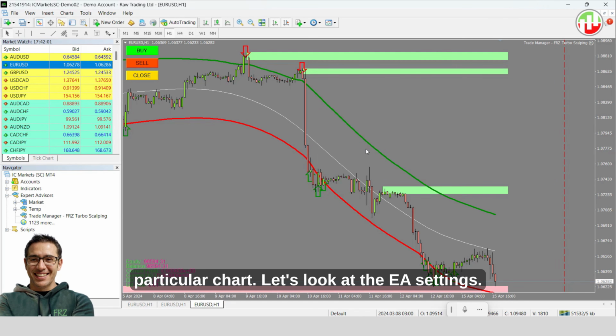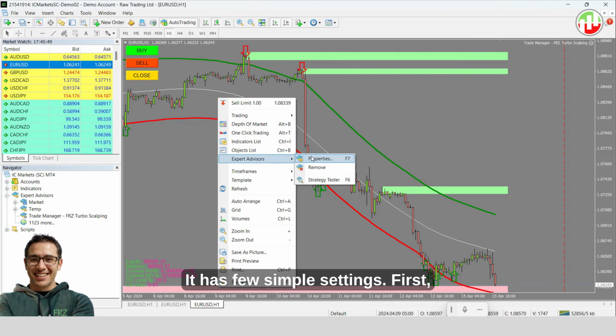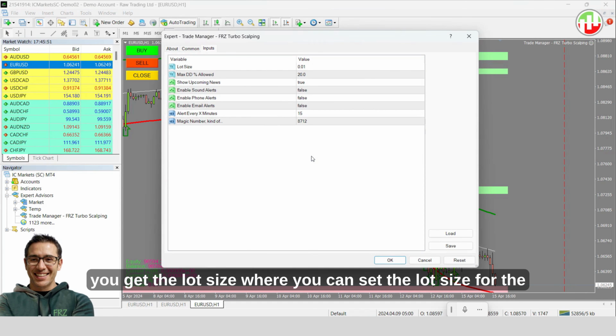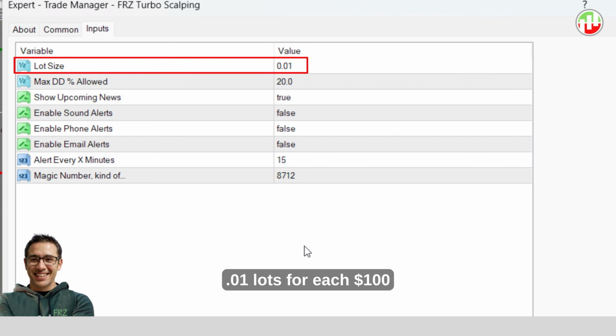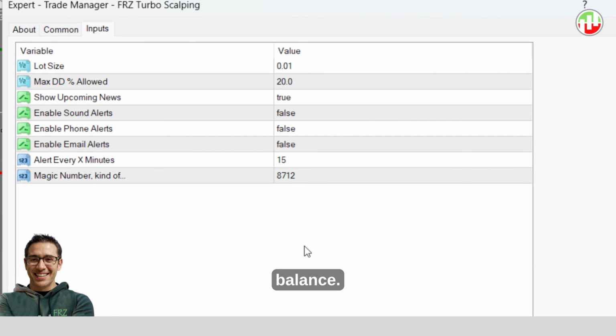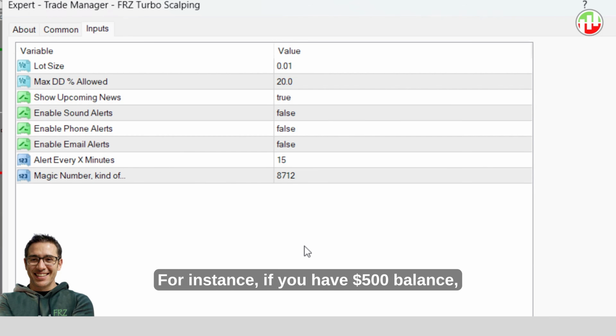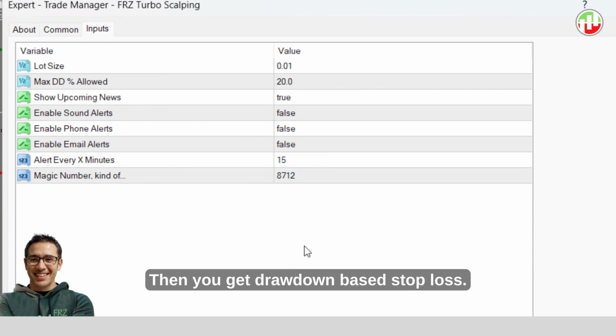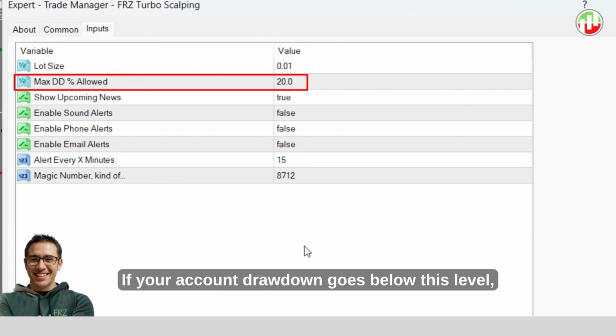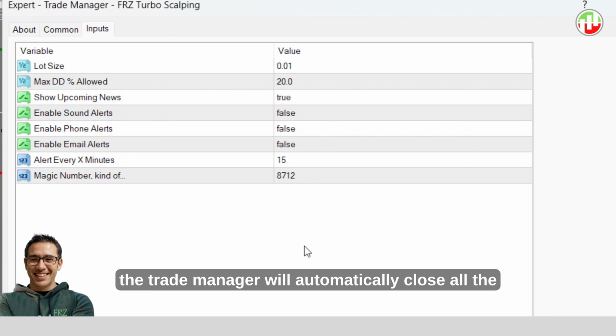Let's look at the EA settings. It has few simple settings. First, you get the lot size where you can set the lot size for the trades. We recommend you have a maximum of 0.01 lots for each $100 balance. For instance, if you have $500 balance, you can have 0.05 lot size or less. Then you get drawdown-based stop loss. If your account drawdown goes below this level, the Trade Manager will automatically close all the trades.